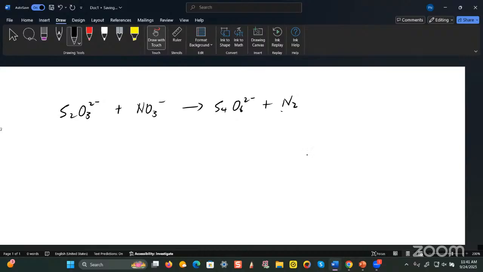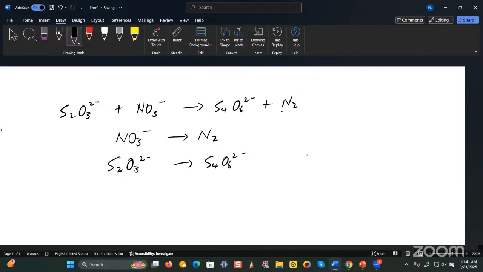Okay, so what would be the first half equation you'd write down? The oxidation. Okay, which would be? Tell me exactly what to write down. Anybody? And the NO3 negative to N2. Okay, NO3 minus to N2, very good. And what would be the other one? S2O3 2 minus to S4O6 2 minus. Okay, very good. All right.